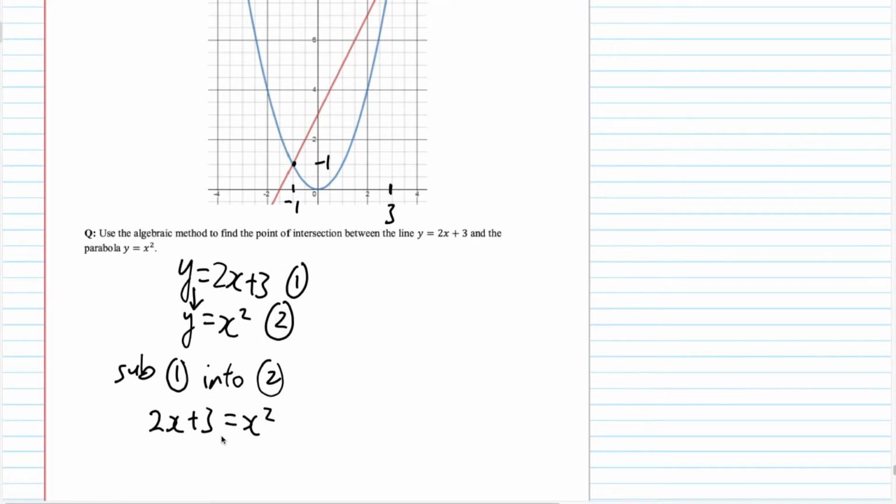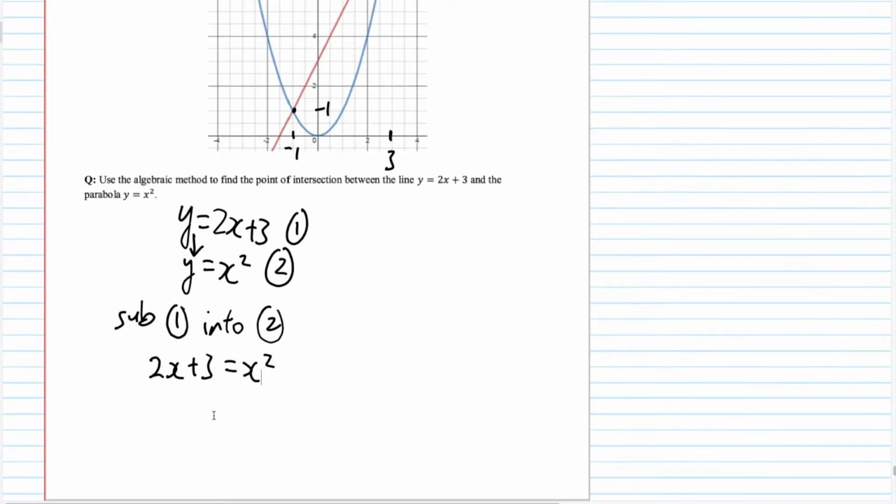So now what you need to do is solve this equation. And as you still remember, this is just going to be a quadratic equation. So I just need to make sure I turn it into a quadratic equation. So I take away 2x and 3 from both sides. So x squared minus 2x minus 3 gives you 0. And to solve this, if you still remember, you need to factorize. So x minus 3. So two numbers that multiply to give minus 3 and add to give minus 2.